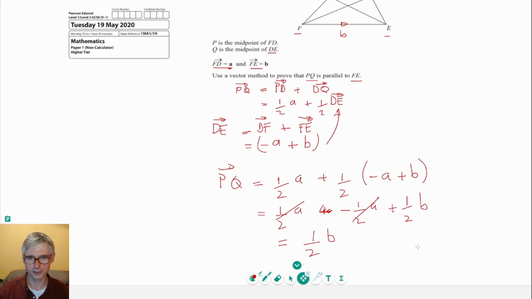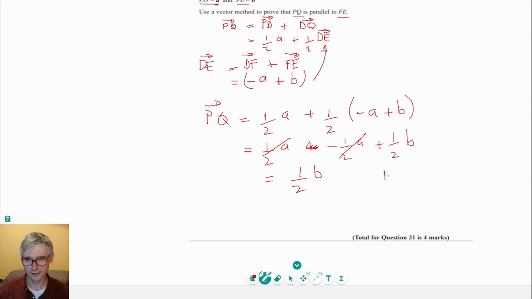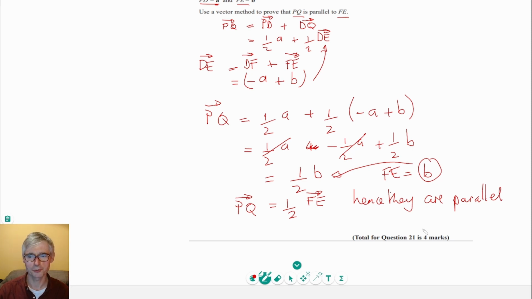Now, that is actually in the same direction because we've got that FE is equal to B and we're trying to show that PQ is parallel to FE. Well, I'm just going to summarize my information. We know that FE equals B. So in fact, I could replace B now by FE. So B there, I can put FE instead of it. So I can see that PQ is actually half of FE. And that's enough to prove that they are parallel, because really it's just saying that PQ is in the same direction as FE. It's just that it's only half its length. So we can say hence they are parallel. And that's it. That's all we need to do to prove it.